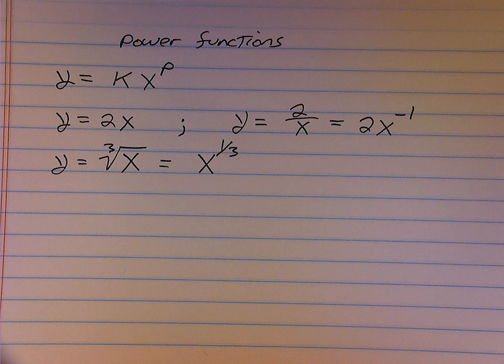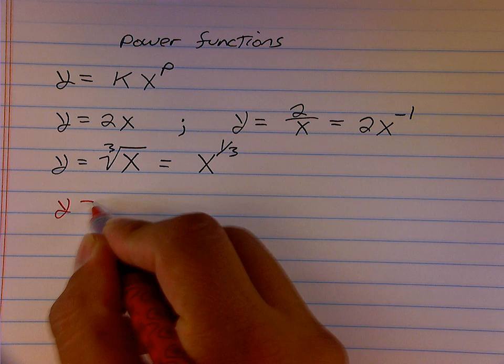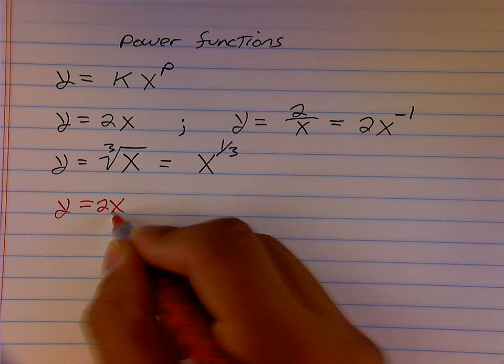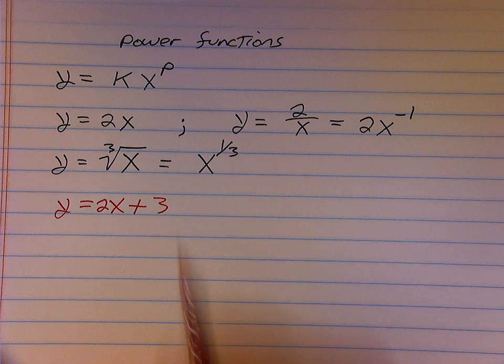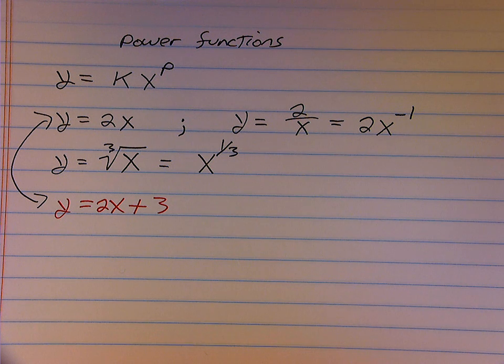The variable cannot be an exponent. So the exponent must be a constant. Also, power functions only have one term, meaning what I'm about to write is not a power function. This is not a power function because, unlike the top one, they're both lines, y equals 2x, y equals 2x plus 3.